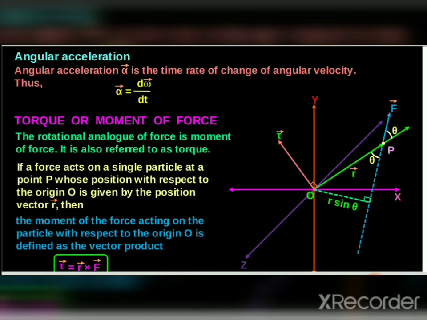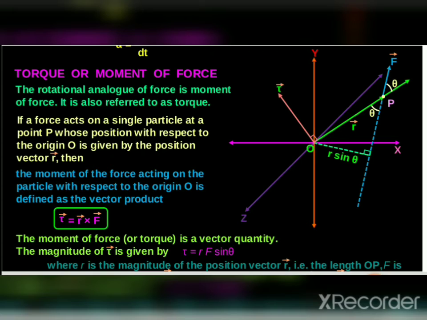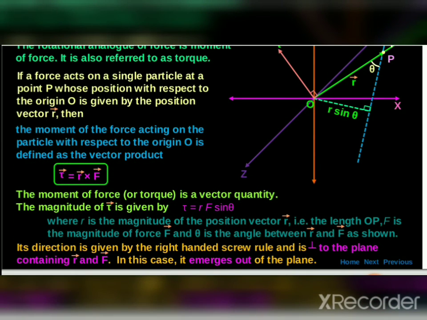similarly for angular acceleration, alpha is equal to d omega by dt. Okay, so you can write for torque or moment of force, it is in the direction of the line of force. You can see on the screen the rotation by the force is the moment of force. It can be referred to as torque, and it can change as per the direction of movement. The force acting on a single particle at the point P, whose position with respect to origin O gives the position vector r. Then the moment of the force acting on the particle with respect to origin is defined as the vector product. Your torque is equal to r cross F.